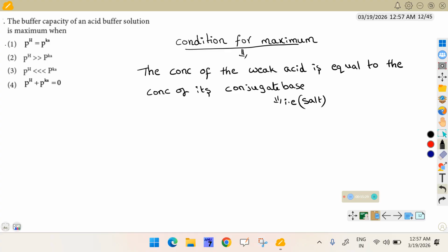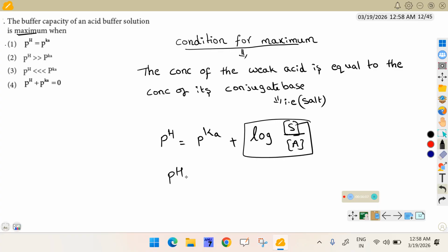The buffer capacity of an acid buffer solution is maximum. What is the condition for maximum? The concentration of weak acid is equal to the concentration of conjugate base, that is salt. Then buffer capacity value is maximum. Generally pH is equal to pKa plus log of salt concentration by acid concentration. Here what is the condition given? Both are equal. If both are equal, the log value is equal to 0, then pH is equal to pKa. So first option is the correct option.